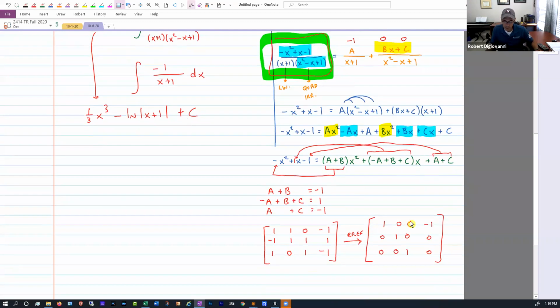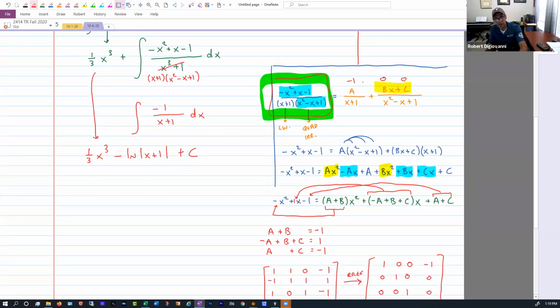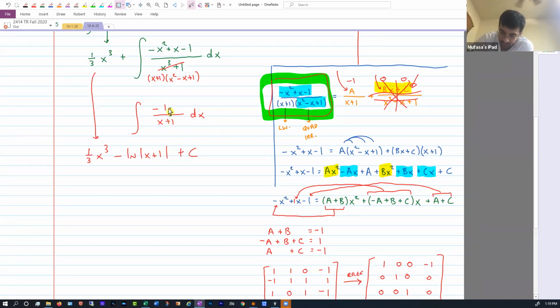So the matrix, we got that A was -1, that B was 0, and C was 0. So if we go back in here and replace the A with -1, the B with 0, and the C with 0, that kills this off completely, right? And all we're left with is -1 over x plus 1. Understood. And so that's the only thing I need to integrate.